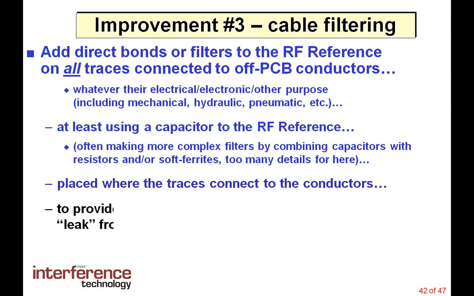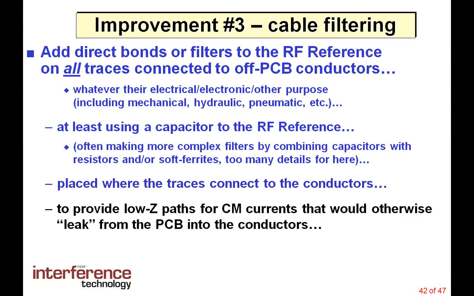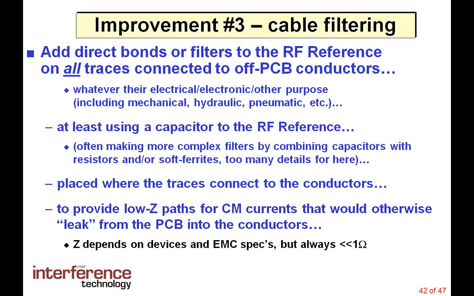Anyway, we put these capacitors or filters where the traces connect to the conductors at the point where they enter or exit the printed circuit board. This provides a low impedance path for the common mode currents on the wires, which would otherwise leak out from the board into the conductors. And the conductors, of course, long conductors, make wonderful accidental antennas. We're always trying to achieve less than an ohm, these low impedance paths. Sometimes it's not so easy.